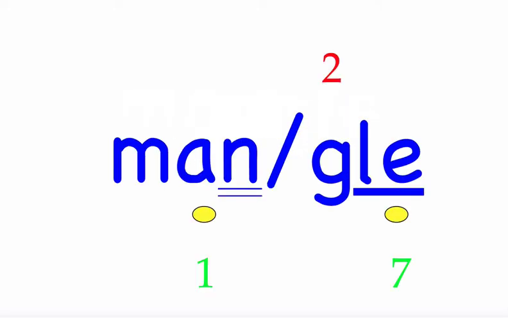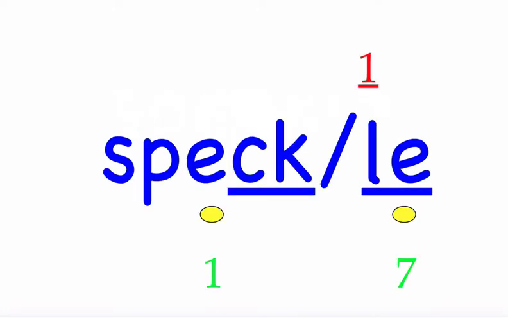Mangle. N is representing its second sound here because it's followed by the sound G. Speckle. A speckle of paint was on the canvas. Speckle. Speck, four sounds. S, p, e, k. Ul, one sound. Speckle. Here we have an exception to syllable rule 1 because CK cannot begin the second syllable. It must stay with a short vowel sound.